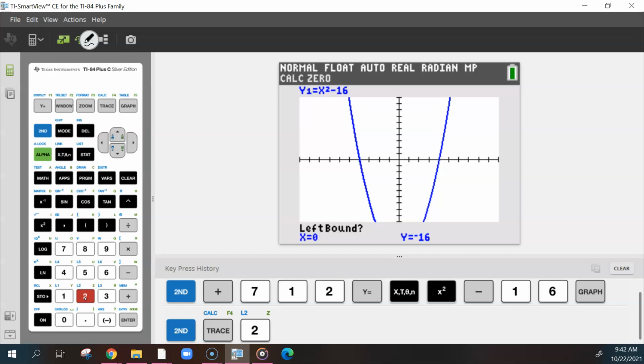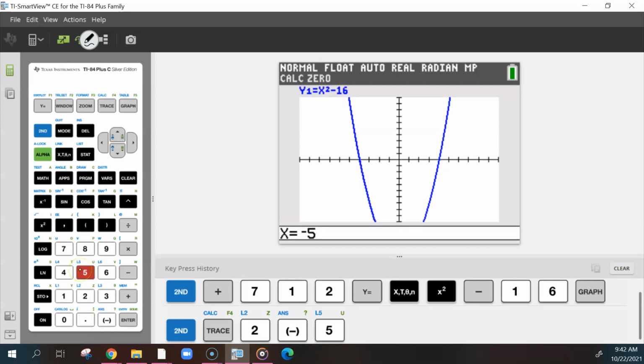You all answer at the same time. Negative 5 would work. Negative 4 wouldn't because it's right on the line. Negative 6 would also work as long as it's left of this number. Negative 10 would work. It doesn't matter. So I'm going to put in negative 5. I just type that in and then hit enter.